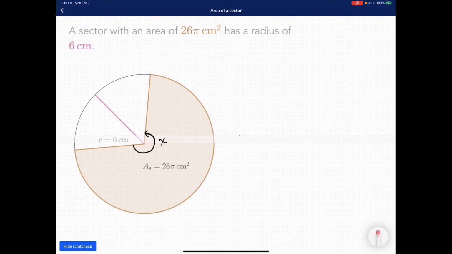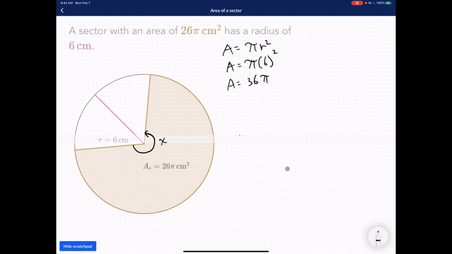So let's go ahead and first find out what part this entire area is to the whole of the circle. To find the whole area of a circle, I just do A is equal to pi r squared. What's my radius? Radius is 6 squared, and A is equal to 36 pi, because 6 squared is 6 times 6, which is 36 pi. And so that's my area for this entire circle. The area of the sector, so AS, is 26 pi.